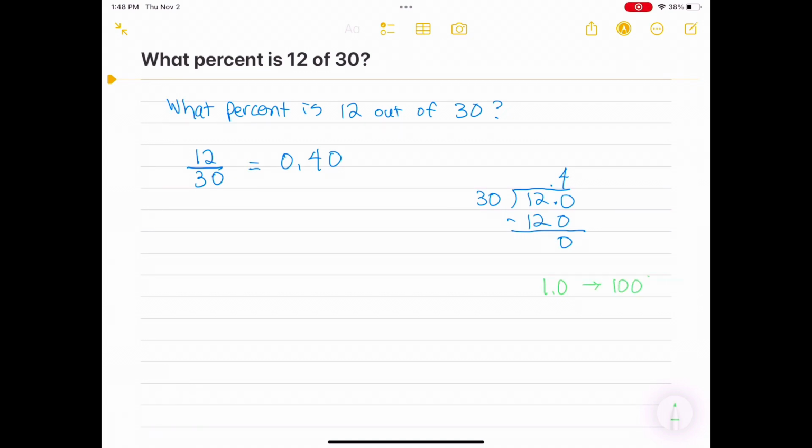And I like to use my reference 1.0 equals 100% to remind myself that to convert a decimal into a percent, I need to move that decimal point 2 places to the right. Now I go back to my problem, 0.40, and move that decimal point 2 places to the right and add a percent sign to get 40%. So 12 is 40% of 30.